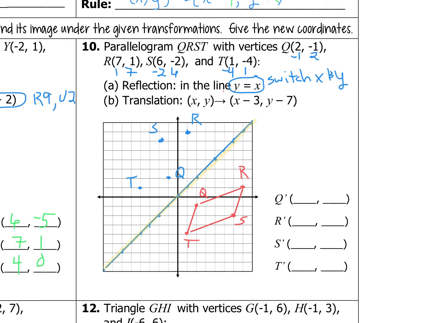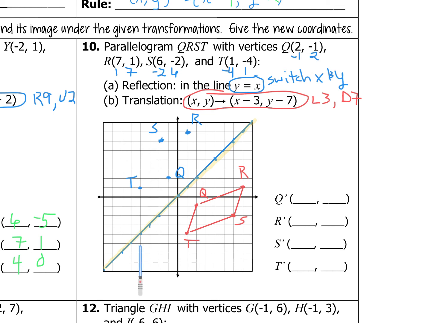So our translation is going to be right here. And because it's x minus 3, we're going to go left 3, and y minus 7, then we're going to go down 7. So each of these ordered pairs here are going to go left 3, down 7, and then we'll identify what ordered pair that is. So for Q, I'm going to go left 3 and down 7. 1, 2, 3, 1, 2, 3, 4, 5, 6, 7.